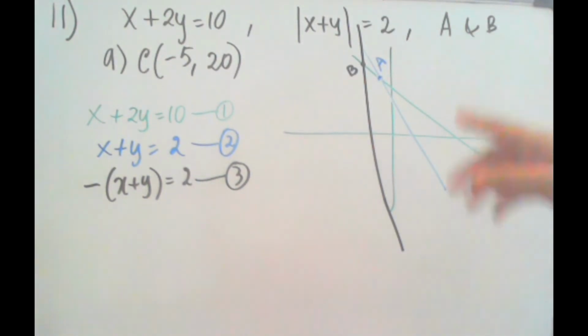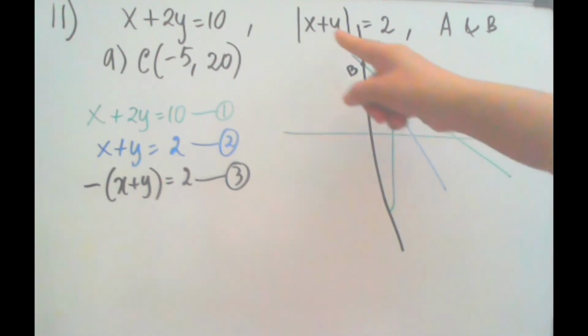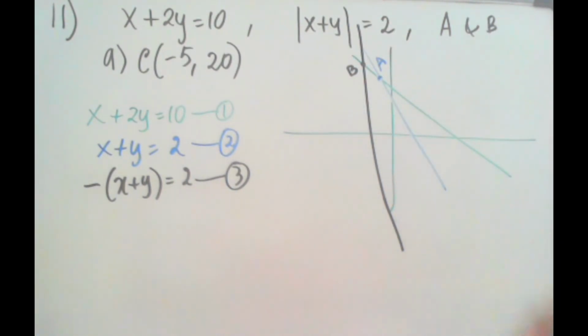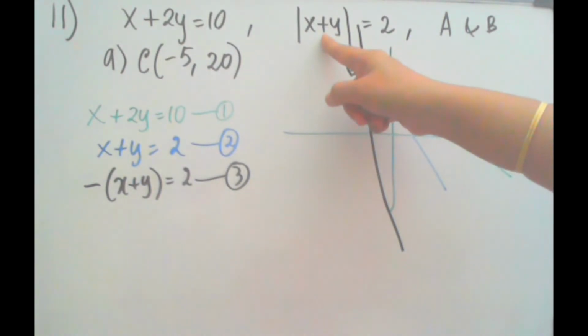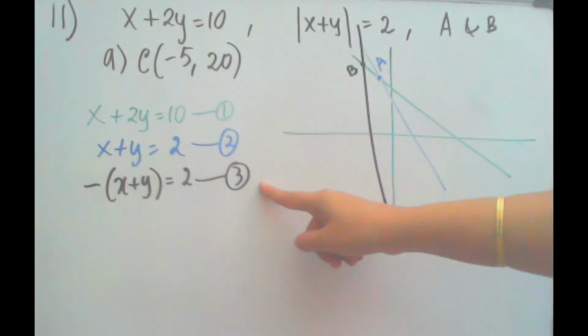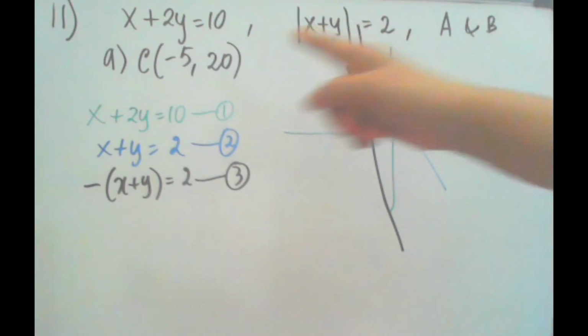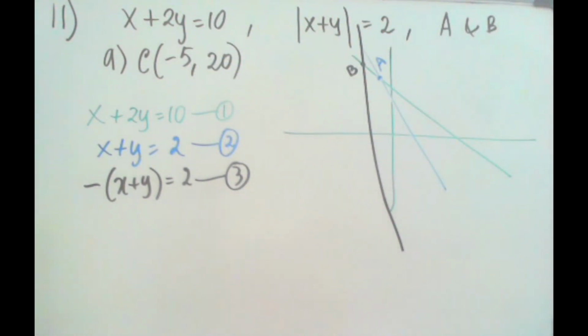Okay, take some time to observe this. This is the original line, the green one. The blue one is the first equation, one line which meets the original line at point A. B is the second equation from the modulus equation we formed, that cuts the original line at point B. So we have got 2 points A and B. Now we have to show that this point C lies on the perpendicular bisector of AB.